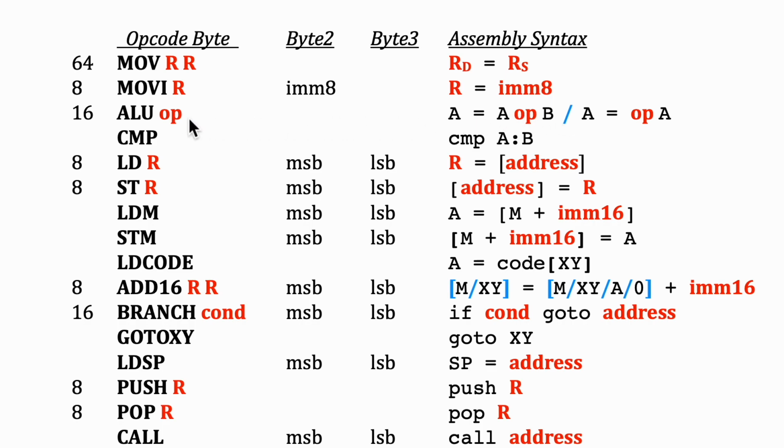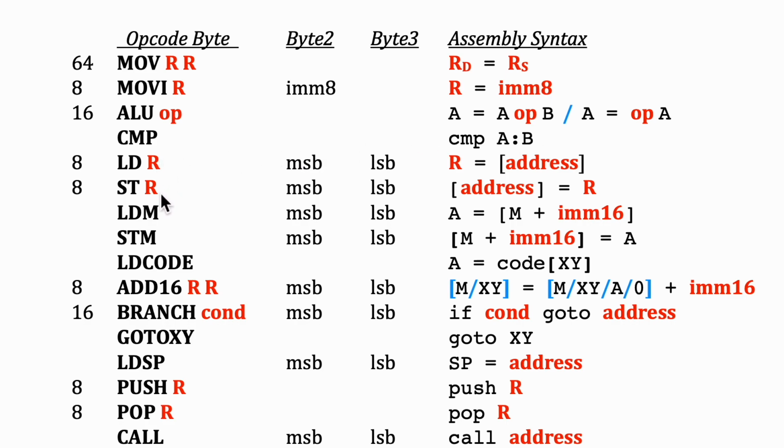These will all set the condition codes, so we can do a conditional branch instruction after one of the ALU instructions. We also have a compare instruction, which compares the contents of the A and B registers and sets the condition codes.